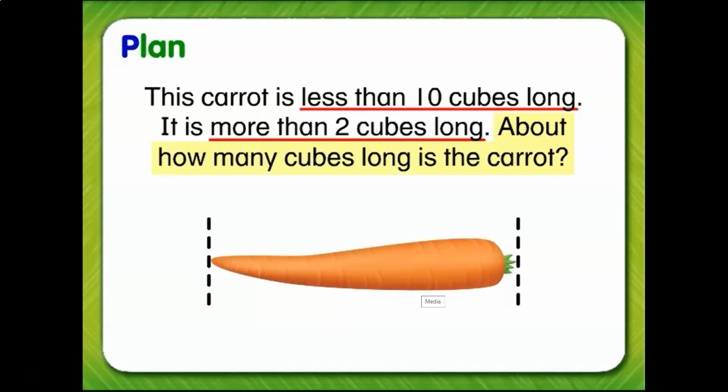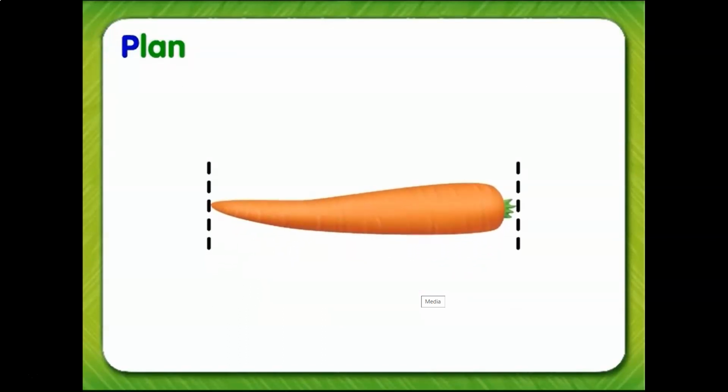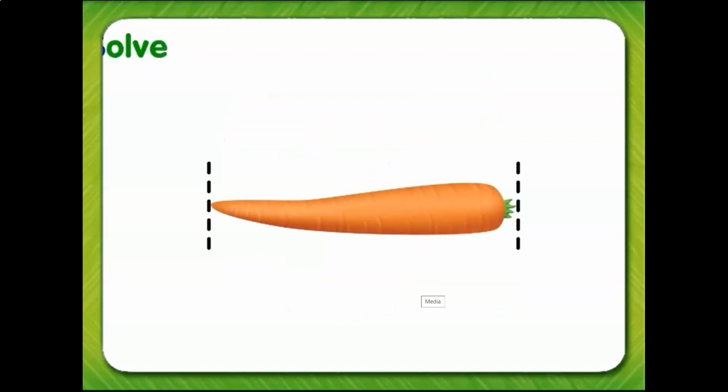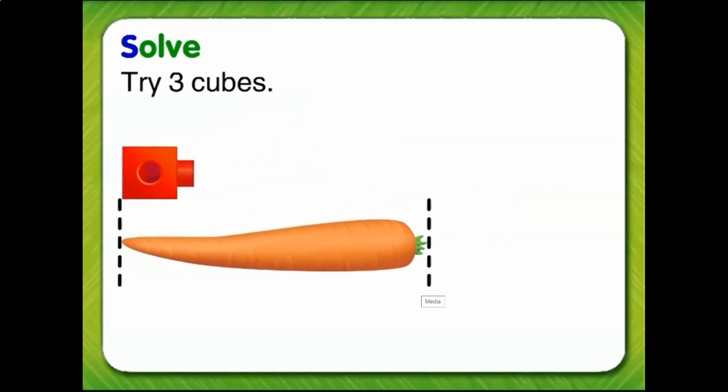Next, we need a plan to solve the problem. Since we don't have a lot of information about the carrot, we can guess and check. We will guess how many cubes long the carrot is, and then check our answer with cubes. Now, solve the problem. Look closely at the carrot. Look closely at the cube. We'll guess that the carrot is 3 cubes long. Let's compare the carrot to 3 cubes.